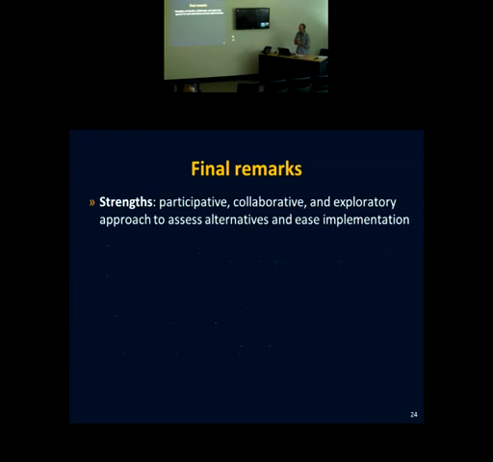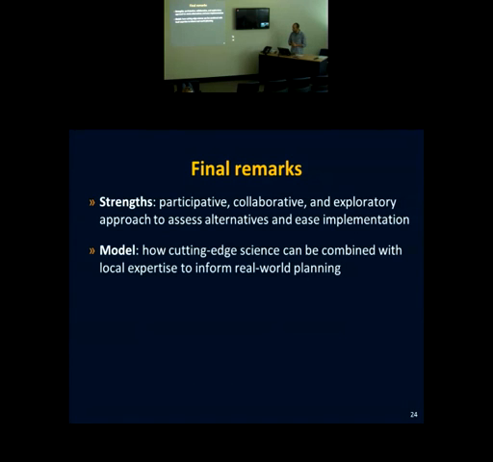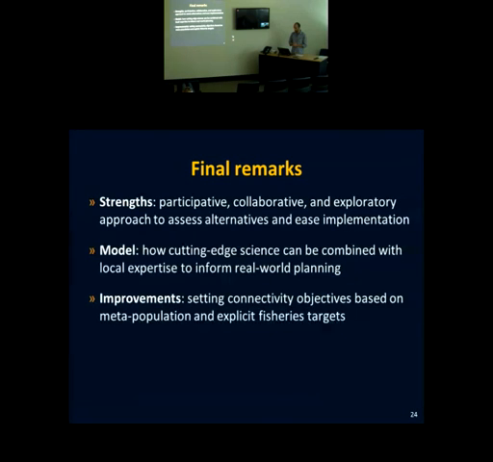So just to finalize, we think that our process's main strength comes because, as I mentioned, it's participative, collaborative, and exploratory in terms of all the alternatives we're trying to assess, and that this will likely lead to easier implementation. We think that our model can be a good way to show how cutting-edge science can be used in applied planning exercises and in a real-world example of managing environmental problems.